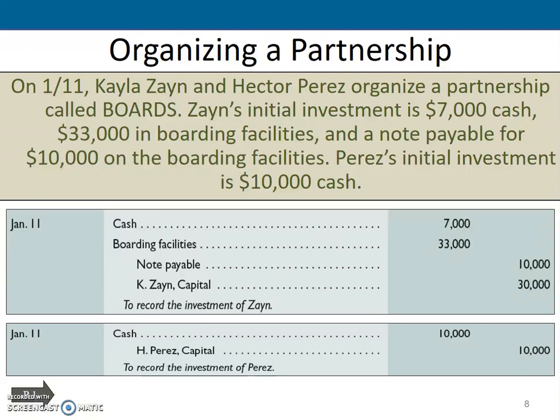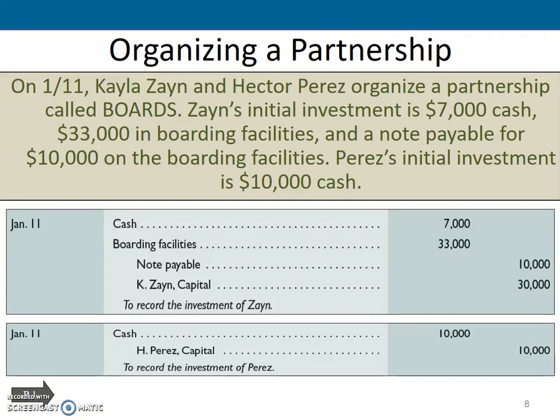All right, so here's an example for organizing a partnership, and it says on 1/11, Kayla Zane and Hector Perez organized a partnership called Boards. Zane's initial investment is $7,000 cash, $33,000 in boarding facilities, and a note payable for $10,000 on the boarding facilities. Perez's initial investment is $10,000 cash. So we can see in this one we're doing a journal entry. So the partnership is getting cash and boarding facilities. So it says Zane's initial investment is $7,000 cash and $33,000 for boarding facilities.